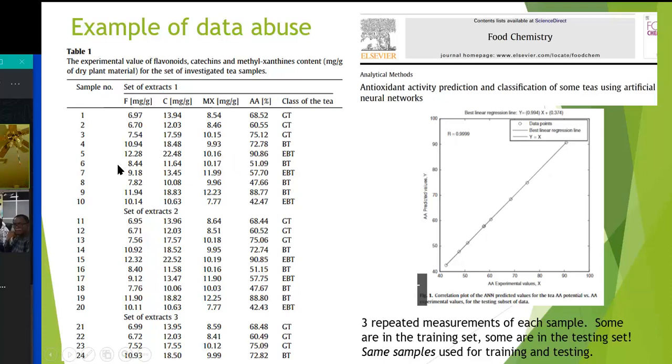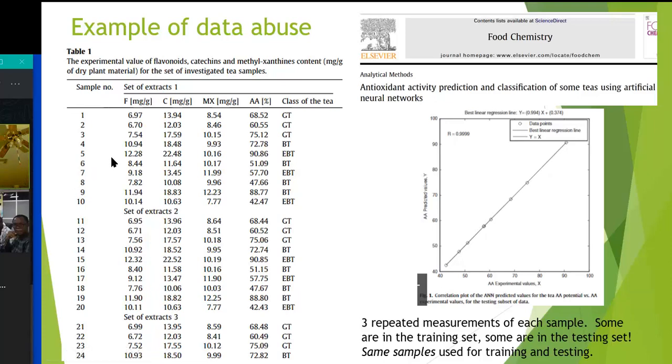Here we have some data that they're analyzing using a neural network. All right. So what they did was they took 10 samples and they took 3 measurements on 10 samples. You can see this number, 6.97. So that's the first sample. They took the same number and measured it again, 6.95, almost the same. 13.94, this time 13.96, 8.54, 8.64. So they took 10 samples, 3 measurements on each sample.